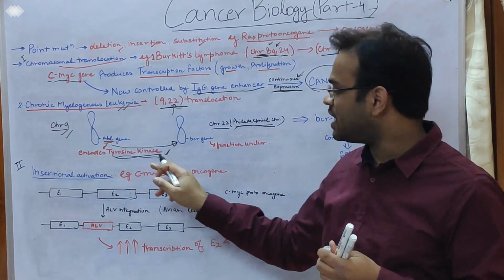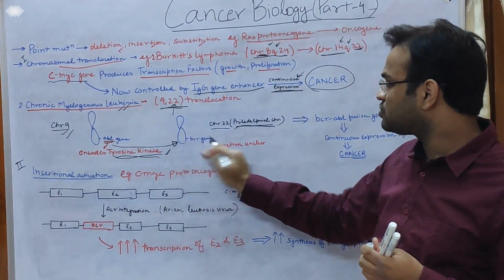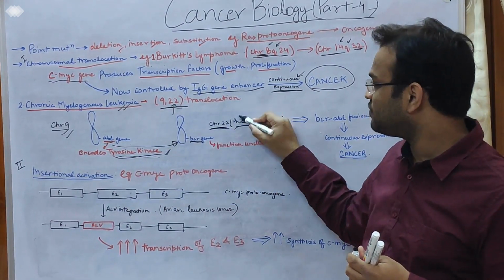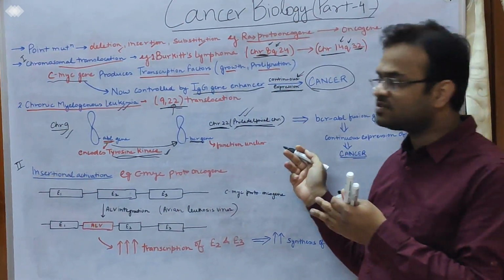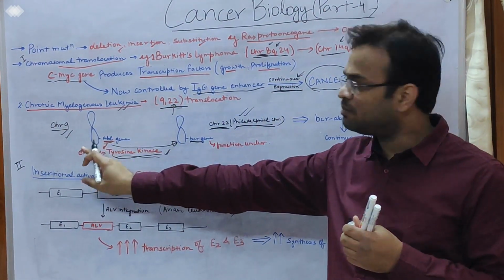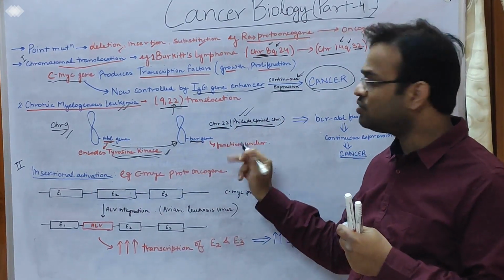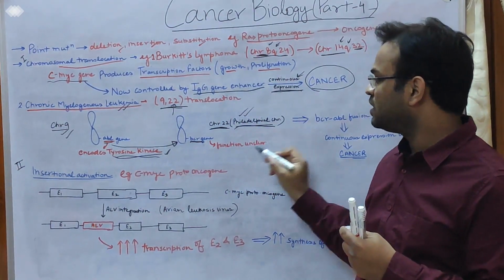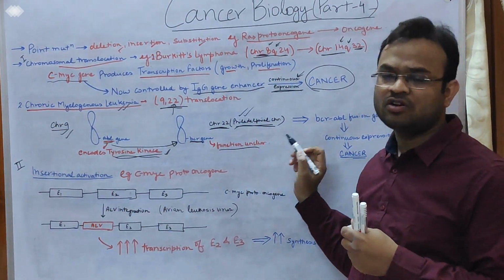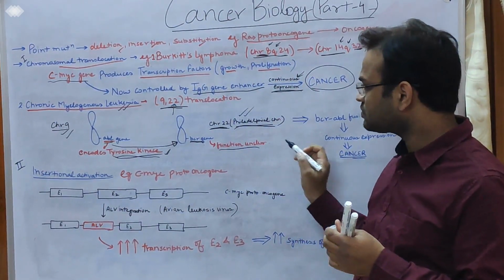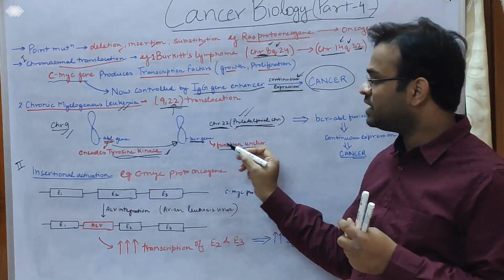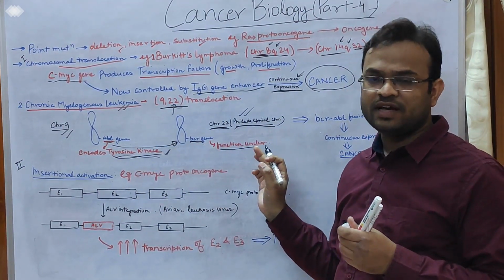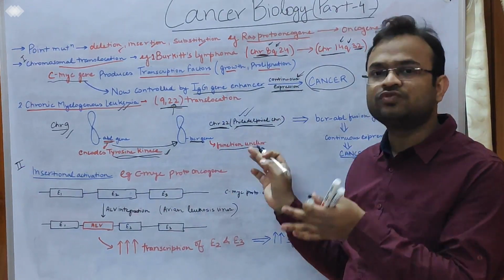After translocation, what happens? This ABL gene comes close to the BCR gene, which is present on chromosome number 22, that is the Philadelphia chromosome. Please understand this again. The ABL gene present on chromosome number 9 comes near to the BCR gene of chromosome number 22 after translocation. The function of the BCR gene is not clear; it is unclear till now. But what is seen here is that the ABL gene alone produces a limited amount of tyrosine kinase that is useful for the cell.